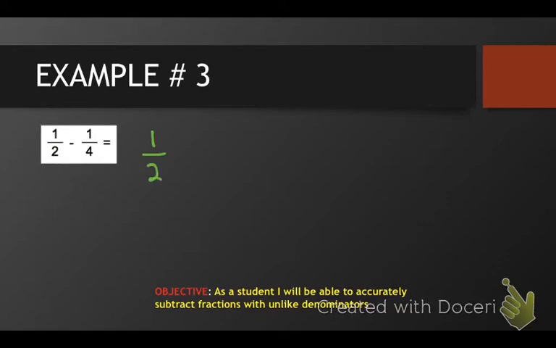We're going to go ahead and line them straight up and down, which is how I always like to do that. Okay, 1/2 is going to become something over 4. How do we do that? Well, we multiply by 2.